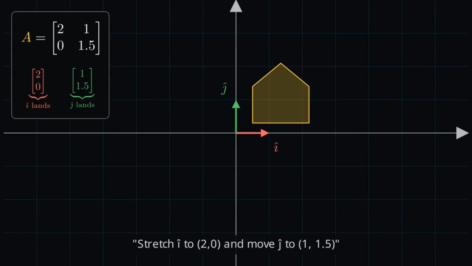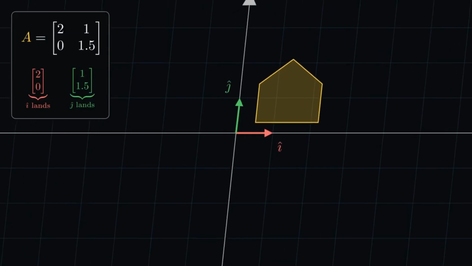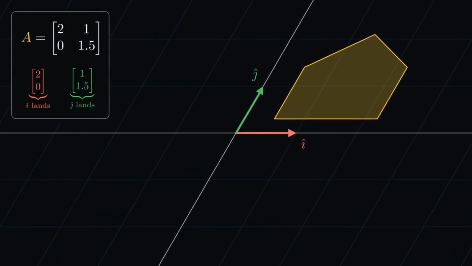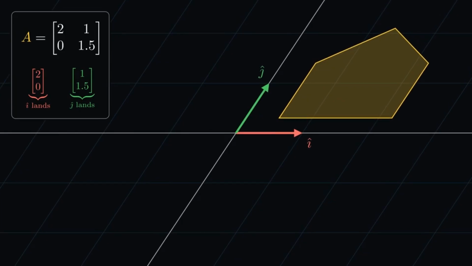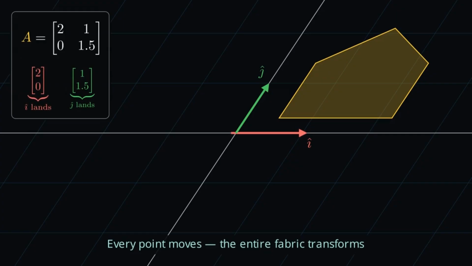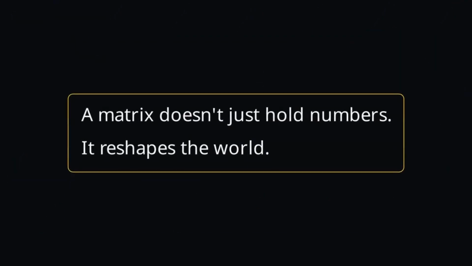Each column tells you where the basis vectors land. Now watch as we apply this matrix, the entire plane shears and stretches. The rubber sheet deforms, carrying everything on it to new positions. Notice, the first column 2, 0 is exactly where i hat landed. The second column 1, 1.5 is exactly where j hat landed. The columns are the destinations of your basis vectors. A matrix doesn't just hold numbers, it reshapes the world.